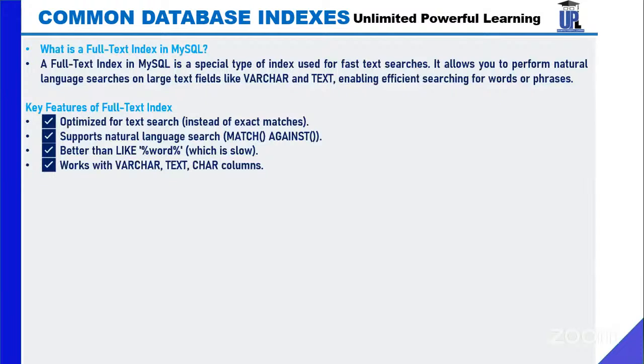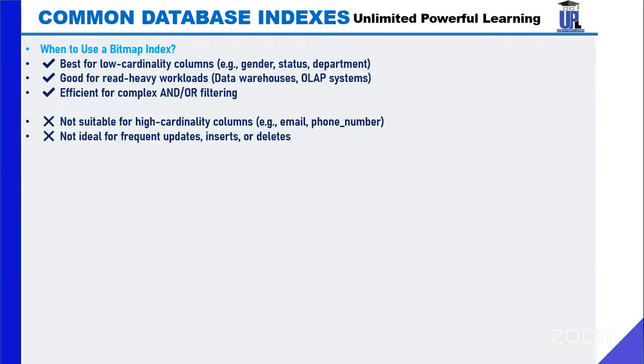Similarly, we have another index type, the full text index. So any questions here about the bitmap index? Are you able to follow, right?